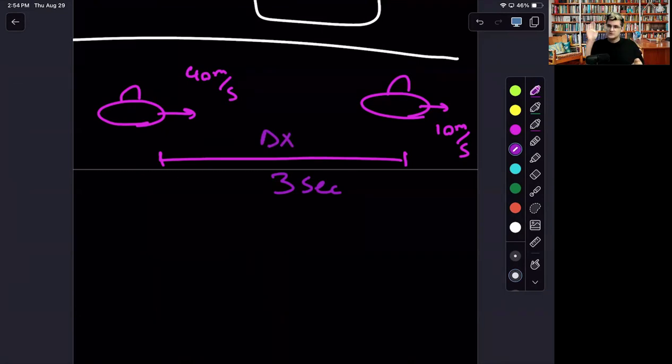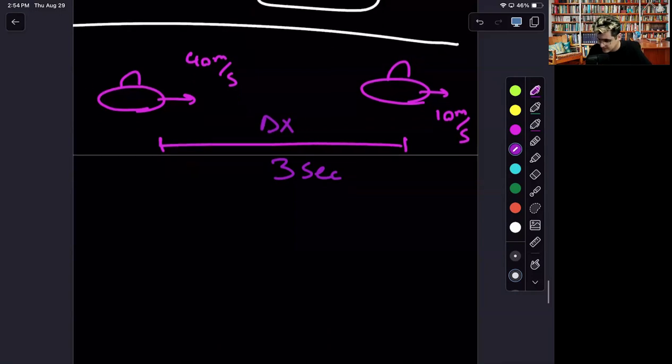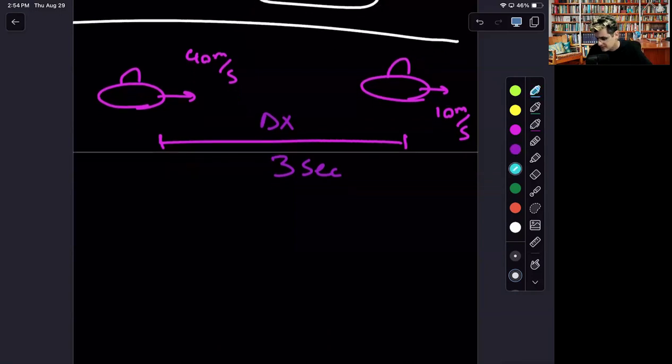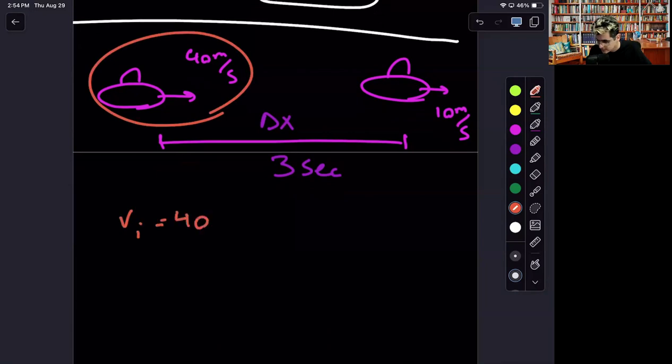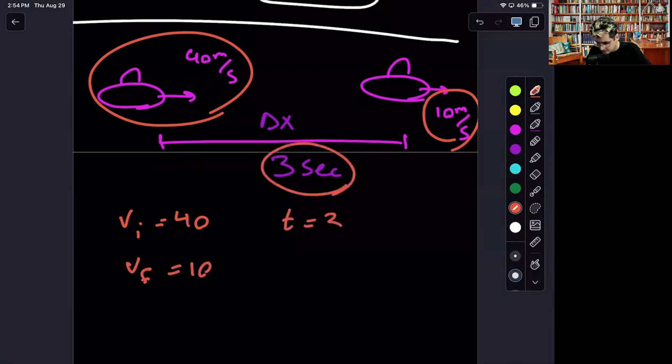You're going at 40, you start applying the brake, you're just going to go slow, slow, slow until you reach 10. The whole process is very quick, 3 seconds. I want to know how much you are going to move here. What is very important for you to understand in this chapter is to write down the variables that you have. This is your V initial, which is 40. That is your V final, which is 10. This is the time, which is 3 seconds. Do you have acceleration? No. Do you have displacement? No. Make sense? So that's why you need to know what you have and what you're looking for.